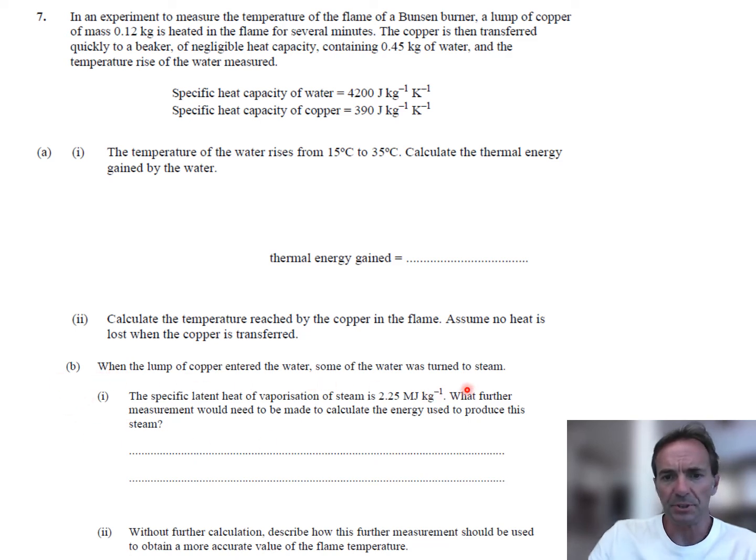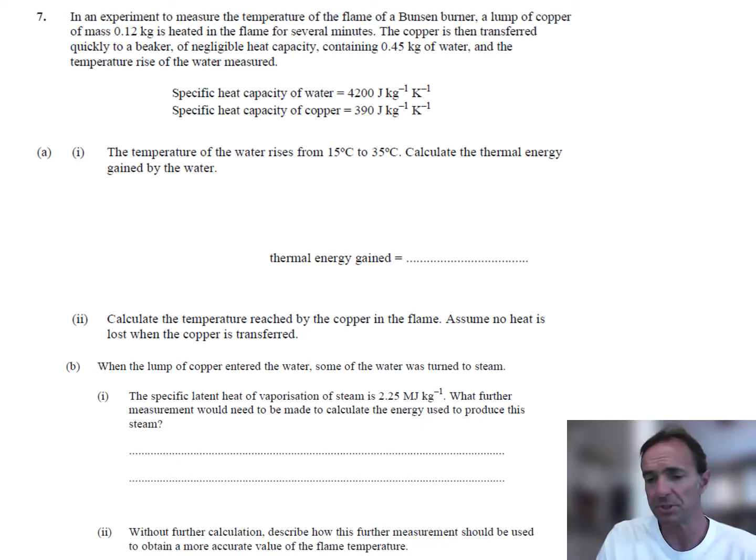But when the lump of copper entered the water, some of the water turned to steam. Did it now? Specific latent heat of vaporization of steam is that many megajoules. What further measurement do you need to make to calculate the energy produced? Steam, of course, you need to work out how much steam is produced. So what further measurement do we need to calculate the energy used to produce this steam? In other words, what's the mass of our steam? What's the mass loss of our water in this case?